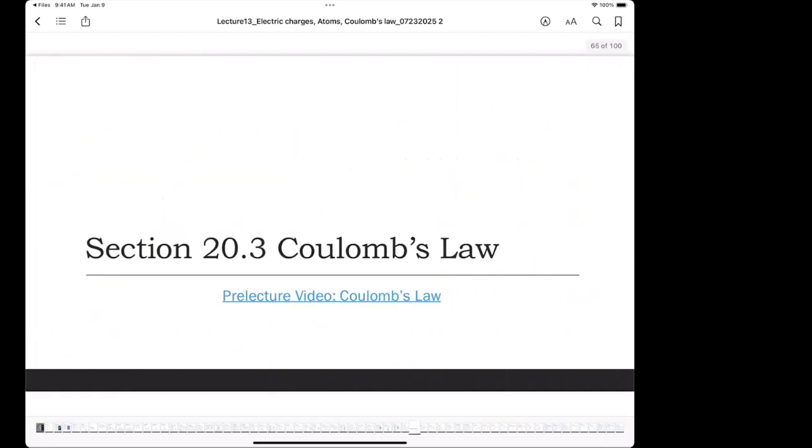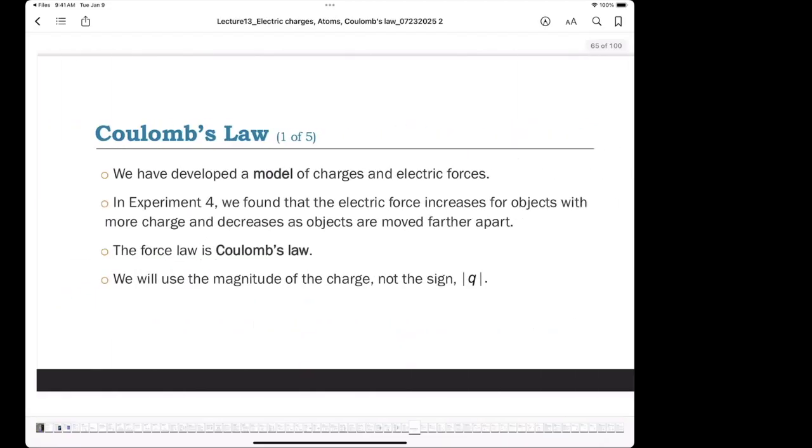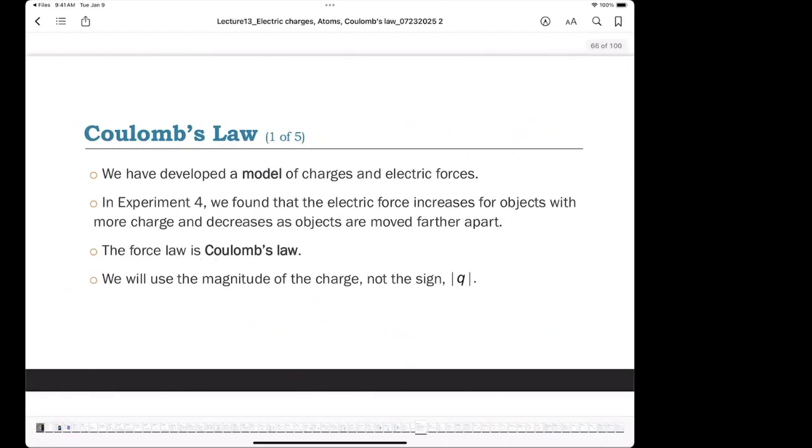The next section we will talk about Coulomb's law. You can see a video about Coulomb's law. We have developed a model of charges and electric forces in section 20.1. In experiment 4, we found that the electric force increases for objects with more charge and decreases as objects are moved further apart.